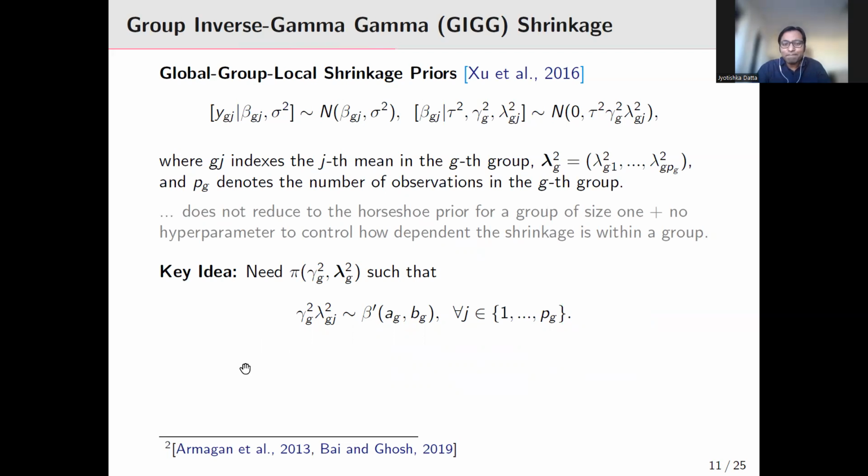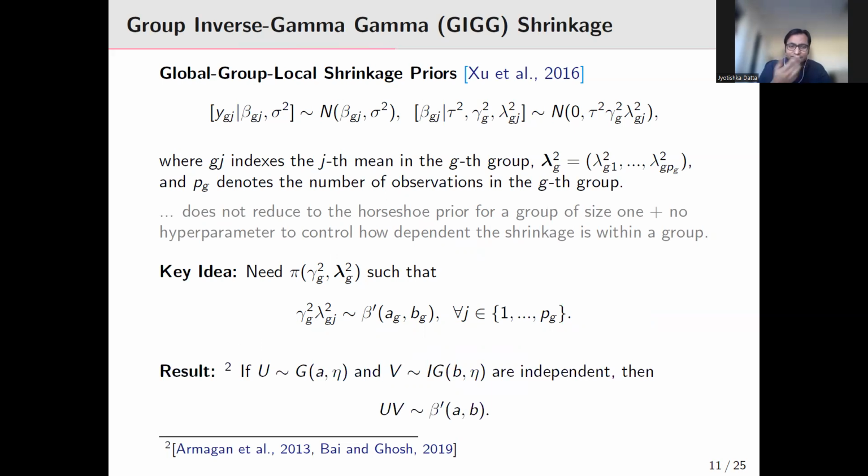So here is the key idea. We need a prior on gamma_g and lambda_gj squared so that the product of them is a beta prime, which we can use for constructing a horseshoe type prior. It follows from a result by Armagan et al. in 2013, and more recently Ray and Ghosh, that if you take a gamma and an inverse gamma random variable, U and V, then the product UV would follow a beta prime distribution with parameters A and B. So this eta parameter is common, and A and B are the two shape parameters for the gamma distribution and the inverse gamma distribution.